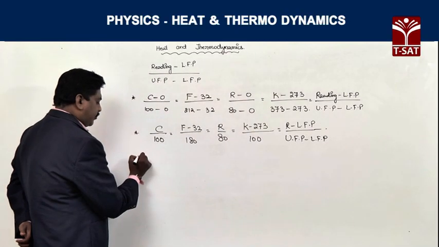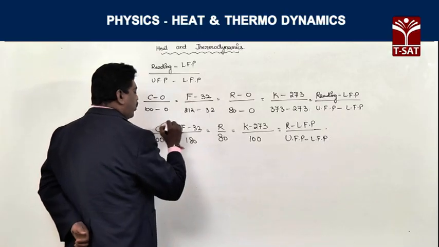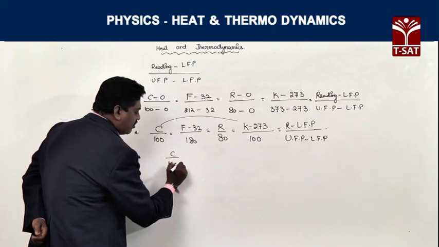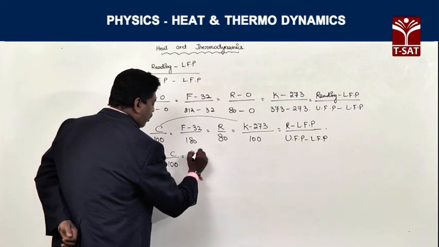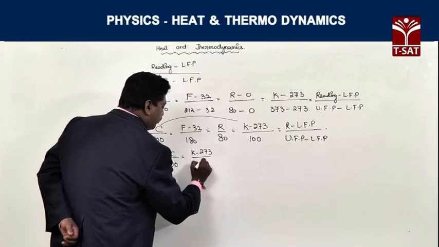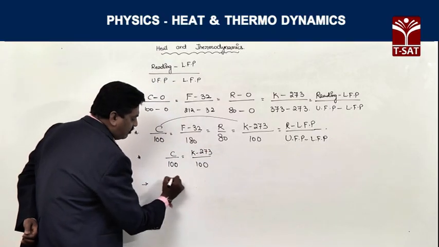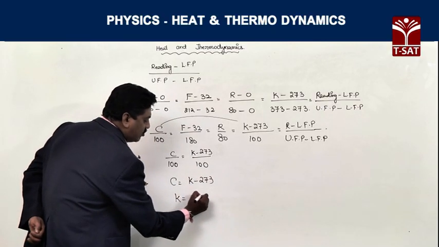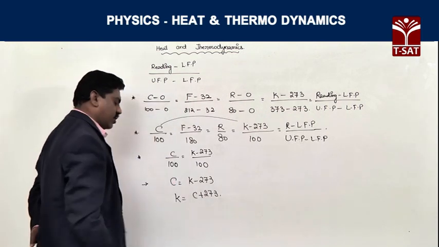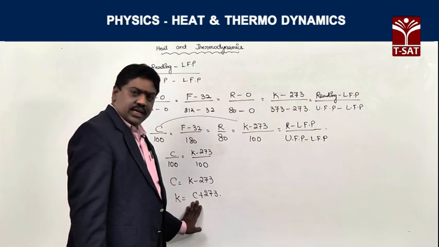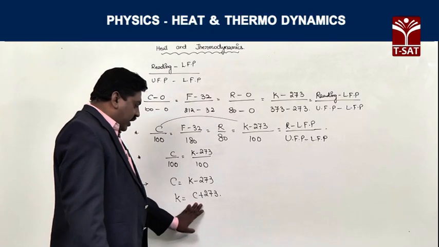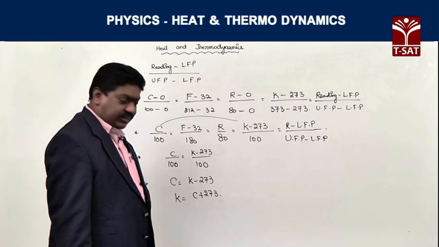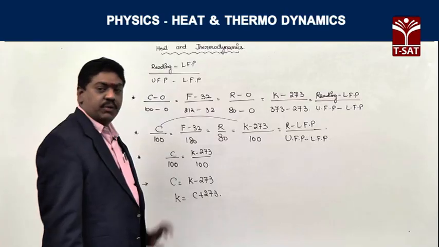Let us compare C by 100 with the Kelvin scale. What we have is C by 100 is equal to K minus 273 by 100. From this we can obtain C is equal to K minus 273, and K is equal to C plus 273. If we have a Celsius scale value, then to convert it into the Kelvin scale, we need to add 273 to the Celsius value. Then we get the Kelvin scale value.